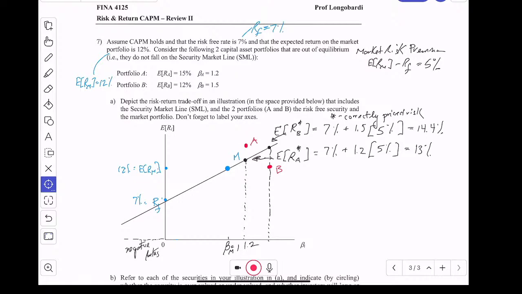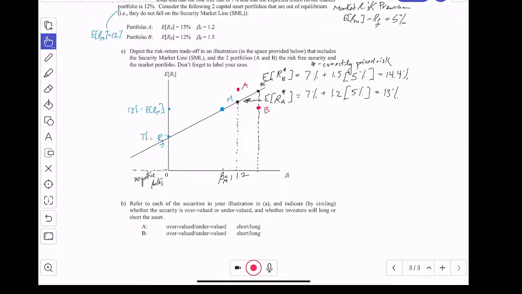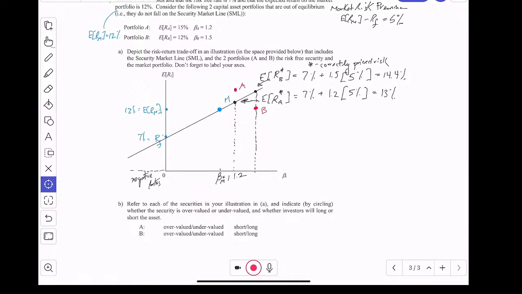So what do we say about A? Undervalued. So you need to choose down here. Or they should short or long the investment. We understand, I explained shorting. What does longing refer to?